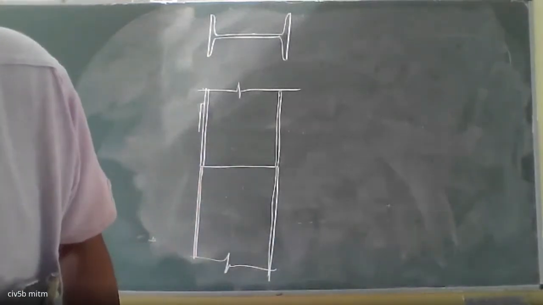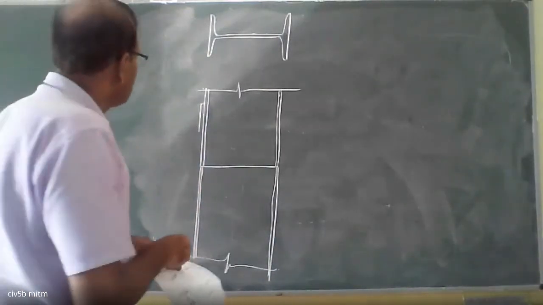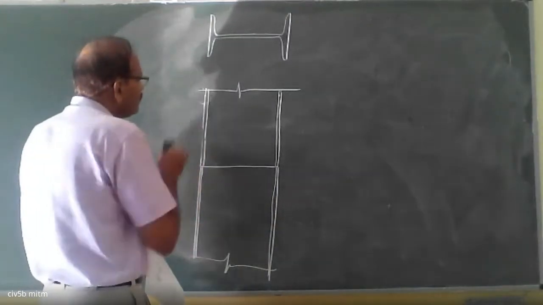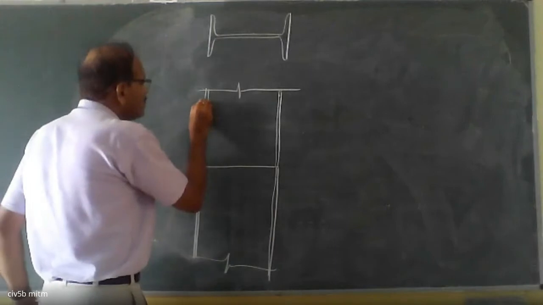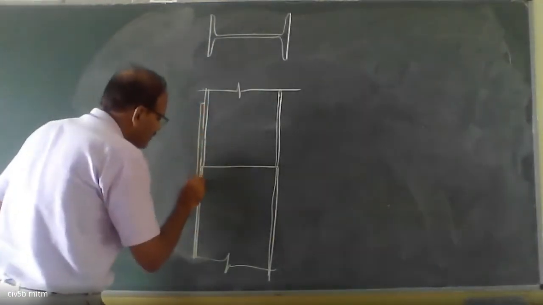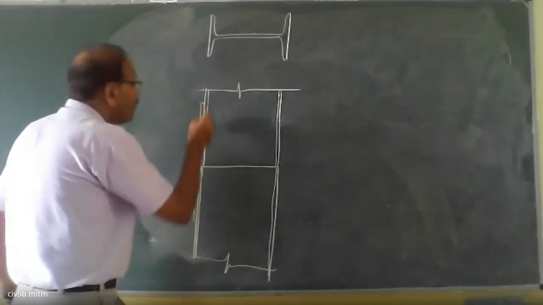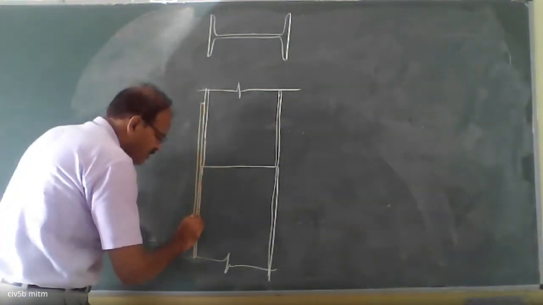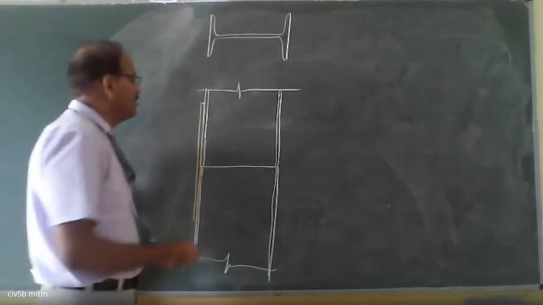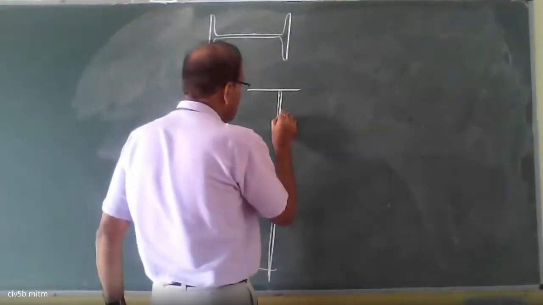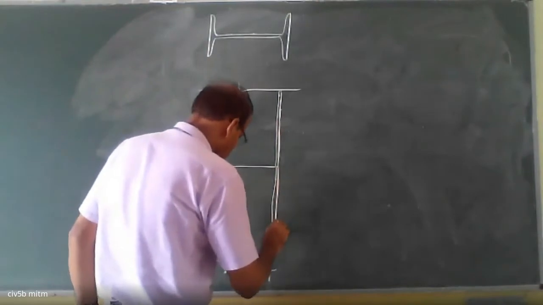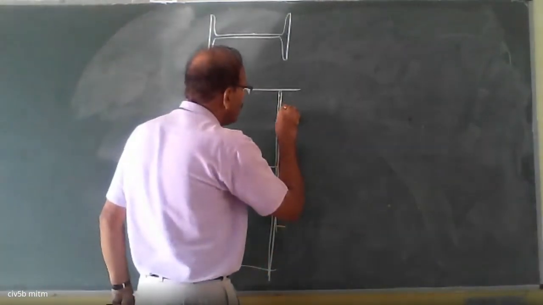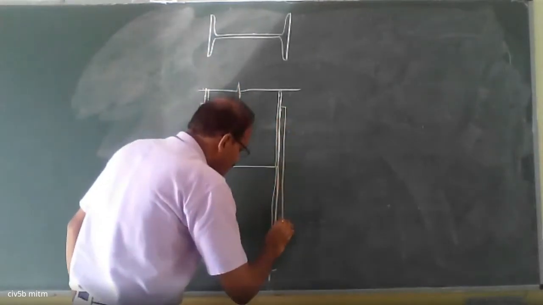I'm going to use a different color chalk piece, and we are going to use splices. Splices are nothing but plates of certain thickness, and these splices are designed as compression members. This is the way we are going to put them.